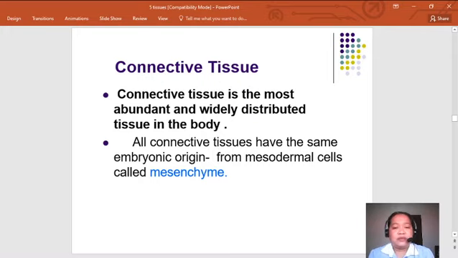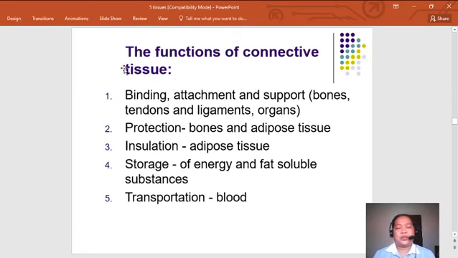So all connective tissues have the same embryonic origin. It came from mesodermal cells called mesenchyme. So what are the functions of the connective tissue? Binding, attachment, support, protection, insulation, storage, and transportation.